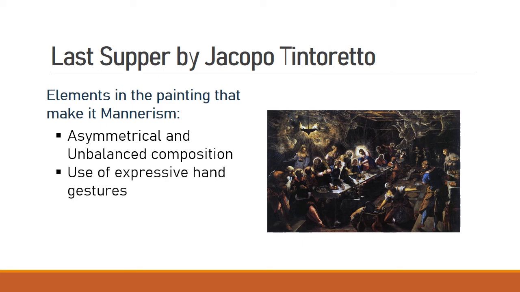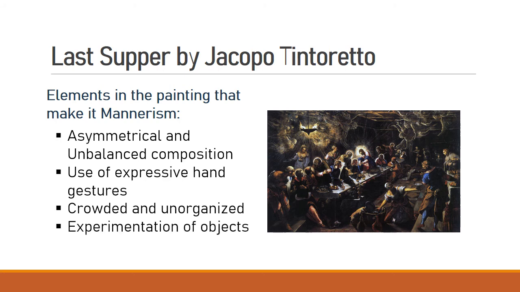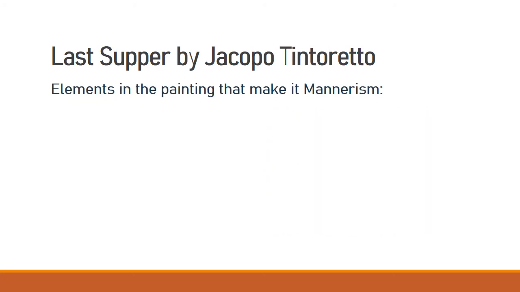Second, use of expressive hand gestures. The way they use their hands are too expressive. Third, crowded and unorganized. People in the painting are talking to different people and they're looking at different areas. Fourth, experimentation of objects. Examples are the angels.